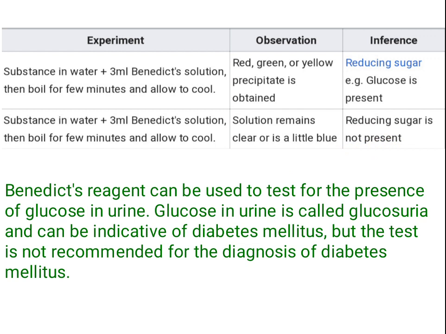Benedict's reagent can be used to test for the presence of glucose in urine. Glucose in urine is called glucosuria and can be indicative of diabetes mellitus. But the test is not recommended for the diagnosis of diabetes mellitus, because a number of other things are present in urine, so it can give a false test. That means maybe glucose is not present, but still you are getting a positive test with the Benedict solution. That's why this method is not used in practice.